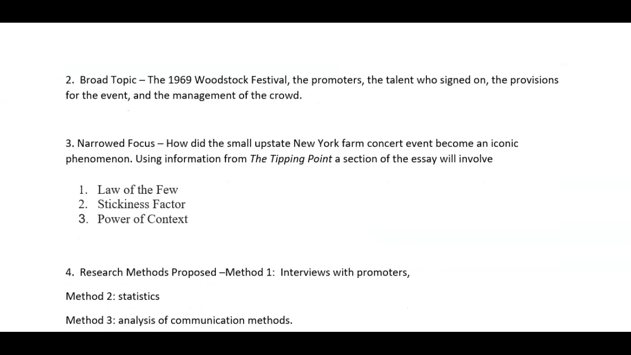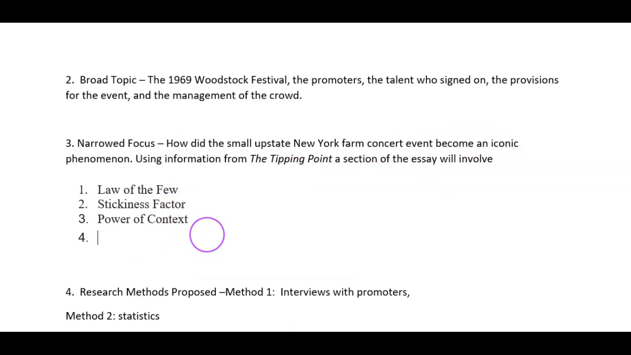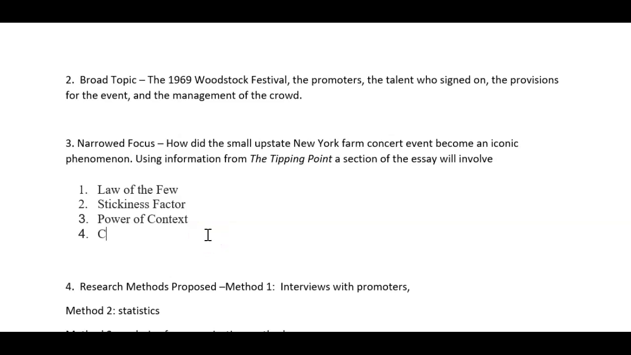Then we have the broad topic, which is 1969 Woodstock Festival promoters, town who signed on the provisions for the event and the management of the crowd. And then the narrowed focus: how did the small upstate New York town concert become an iconic phenomenon? Using information from The Tipping Point, a section of the essay would involve the law of the few, stickiness factor, and we need to add on right here the connectors.